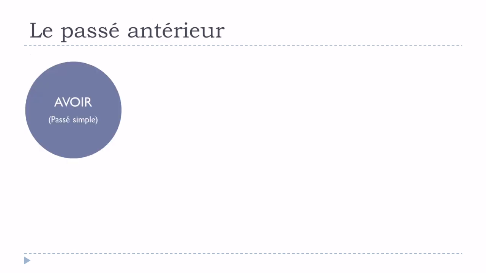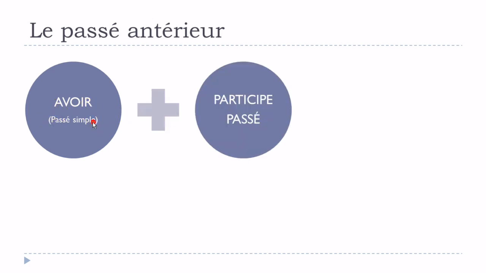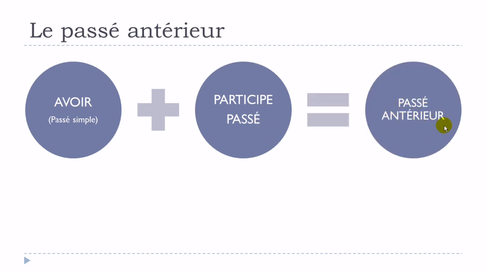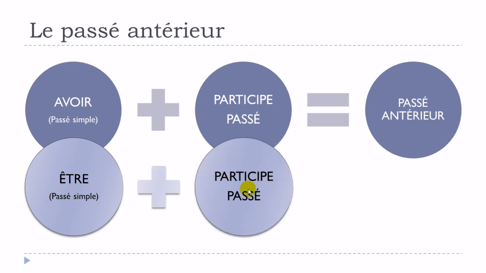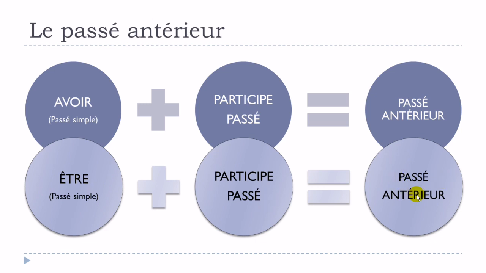Okay? So keep in mind that le passé antérieur, one more time, you get avoir conjugated at the passé simple. Then you will have your participe passé form, and you will get this passé antérieur form. In some cases, as we saw, we'll use être, same thing at the passé simple. Then your participe passé, and it will give you le passé antérieur.